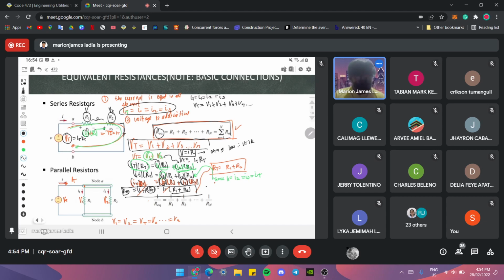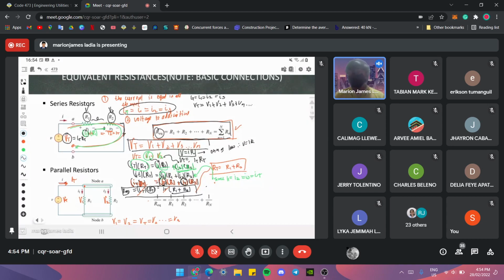Yan. Next, we have our parallel resistor. So, if you would compare a parallel and a series resistor, the characteristic of a parallel resistor that would be needed in everything that you are connecting, especially sa houses nyo naka-parallel connections yan, is that it's constant voltage.